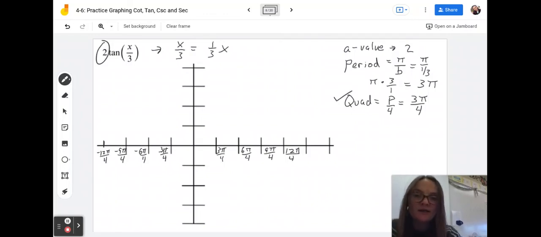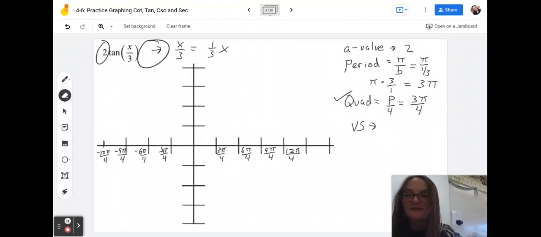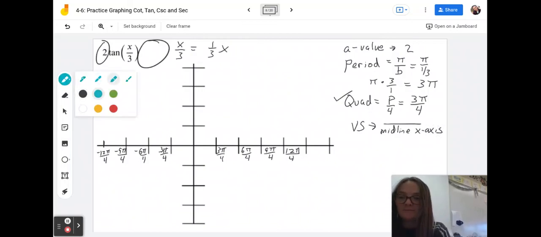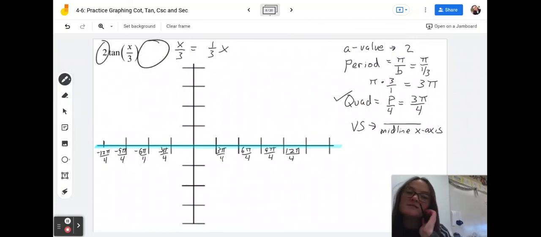Next question I want to figure out, is there a vertical shift? Well, I see no number being added to the outside here, so we're going to say no vertical shift. Let's assume that the midline is going to be the x-axis. So we can assume the midline is the x-axis. Let's sketch our new midline. So here's our new midline here. All right, so let's continue.